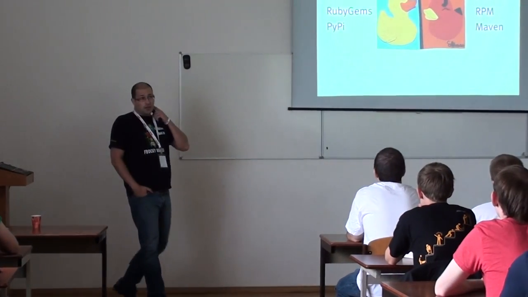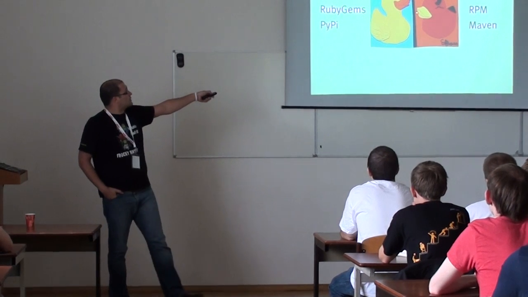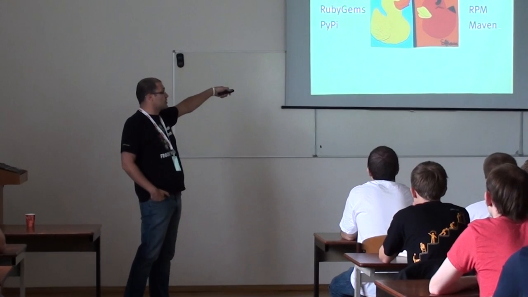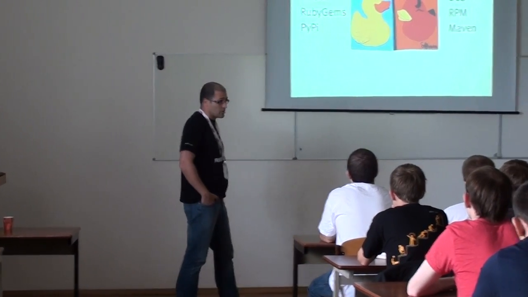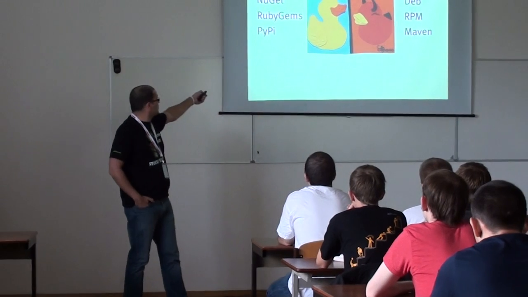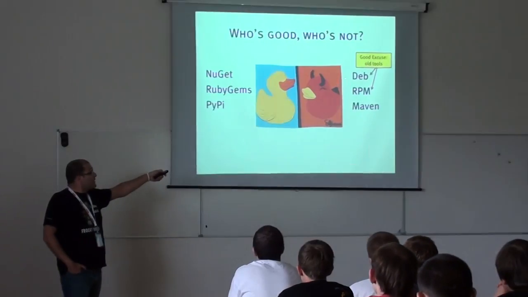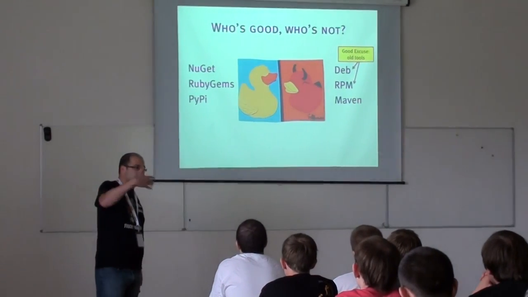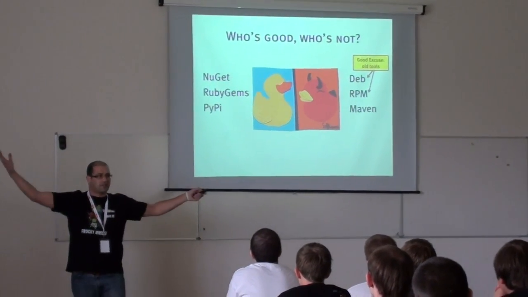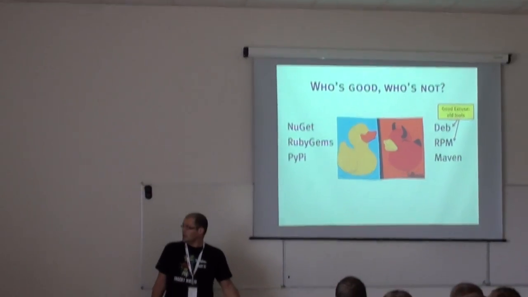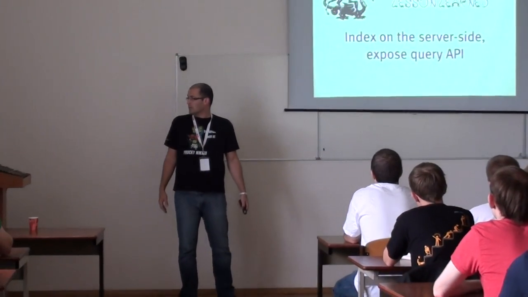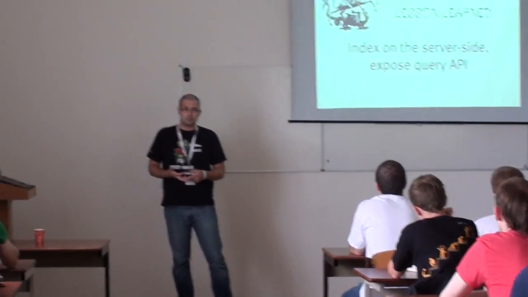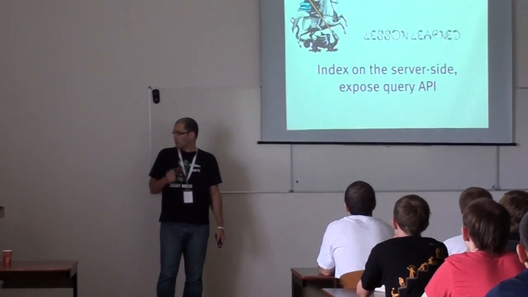Well, we have some tools that work with searches. Other tools work with search indexes. Other tools work without search indexes. So those are actually much better. Debian and RPM have a good excuse. They are old tools. They used searches when the servers were big and slow. Lesson learned: index on the server side, expose a query API. This is how you do searches.